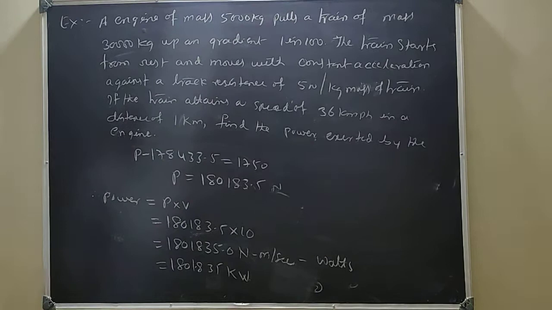So this is how much power is required: 1801.835 kilowatts of power is required in order to move this train against the resistance of 5 Newton per kg mass, and against a gradient of 1 in 100, and in order to develop an acceleration of 0.05. So this is how the power is being calculated.